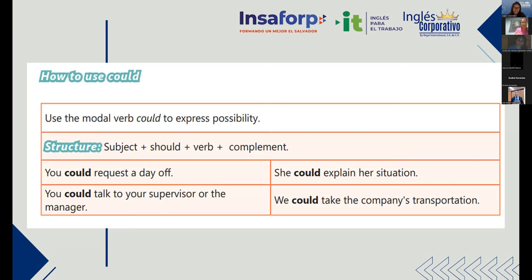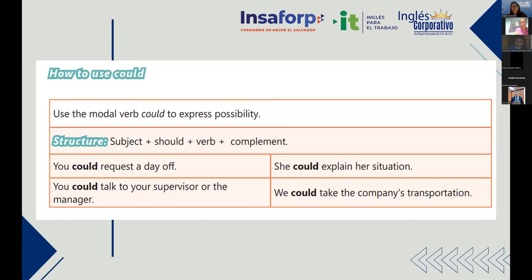Vaya. Okay, so we were talking about possibility. So if we want to express possibility and you want to be very formal and you want to be polite, you use could or you can use may, right? May and could are the most formal ones.